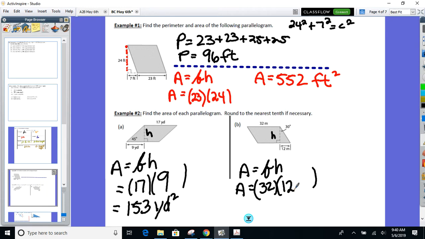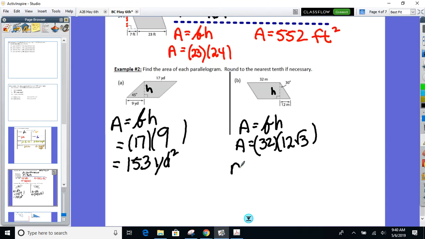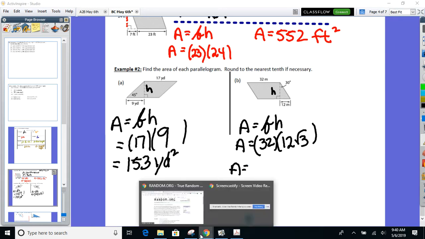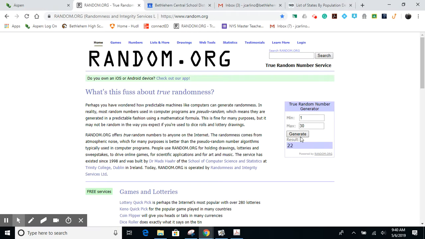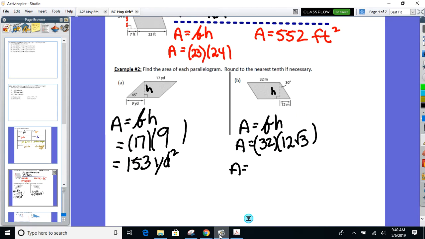Come on, one job back there. Good. You're getting nervous. And it does say round to the nearest tenth if necessary. Oh, it's necessary. What do you have for me, nearest tenth? Come on. We're better than this.